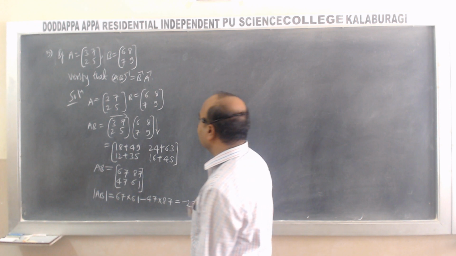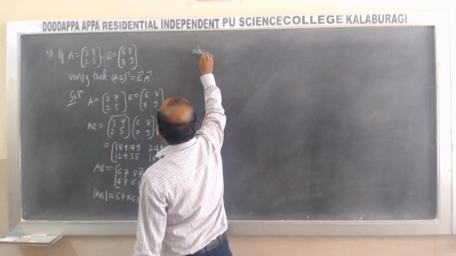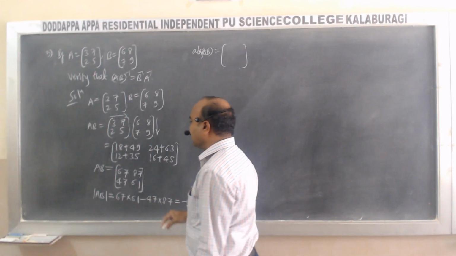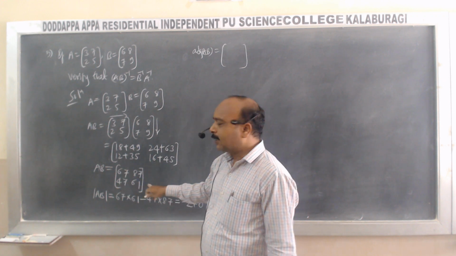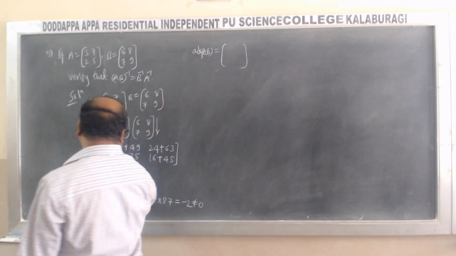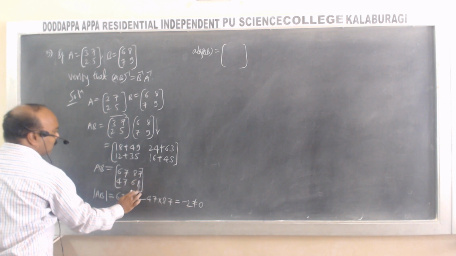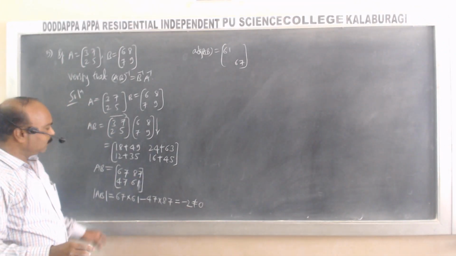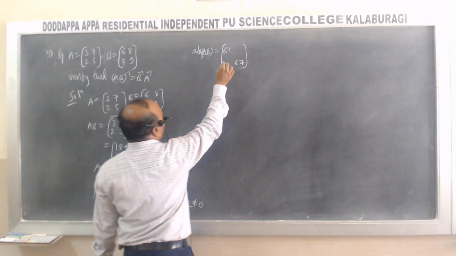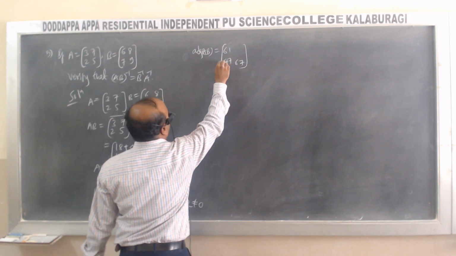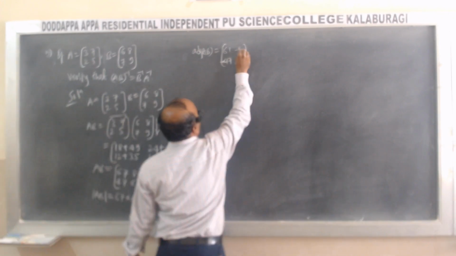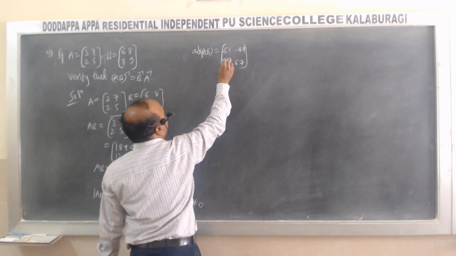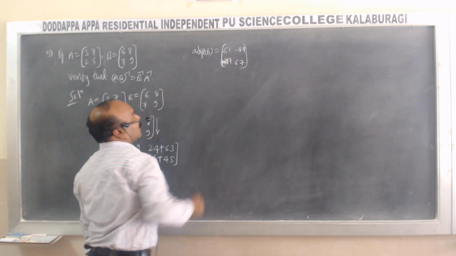Then we go for the adjoint of AB. The adjoint of AB is taken by the direct method, that is, change of diagonal elements, 67 and 61, they are changing to 61 and 67. Change of sign of non-diagonal elements, 47 changes to minus 47 and 87 changes to minus 87. So this is the adjoint of the AB matrix.